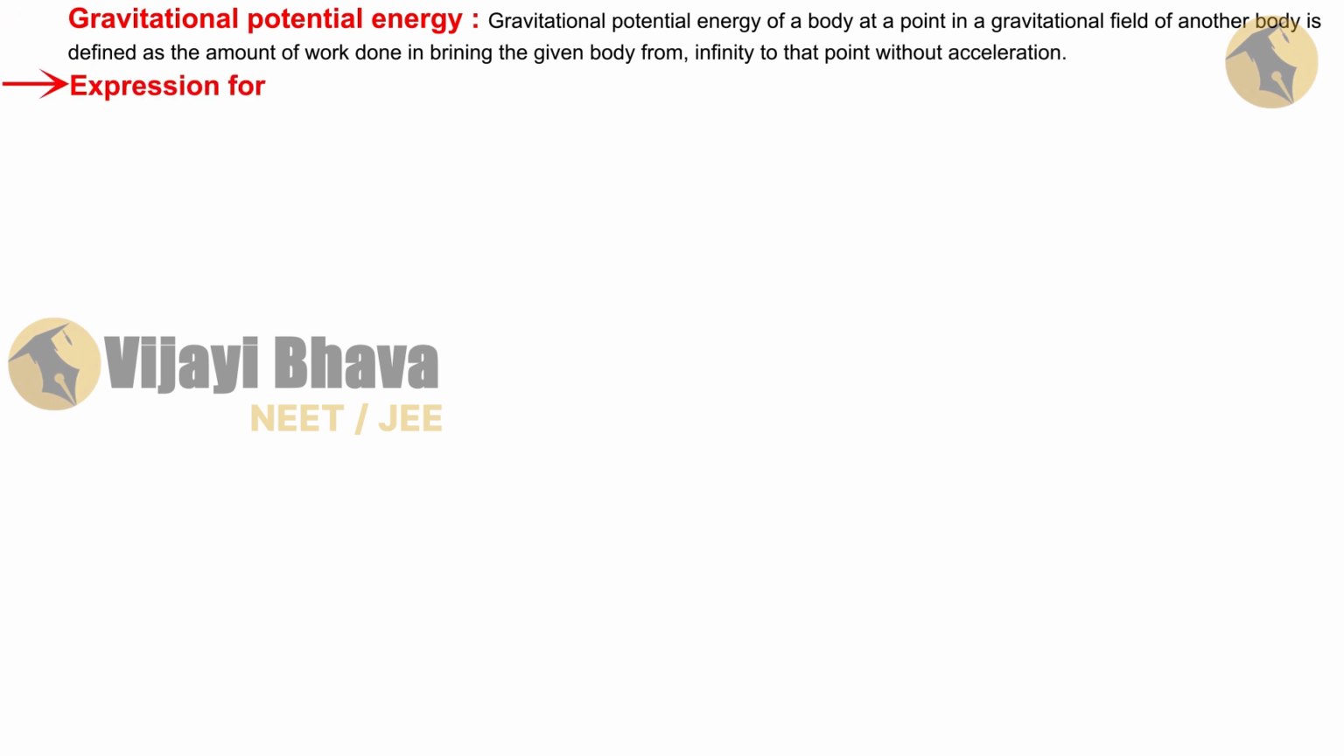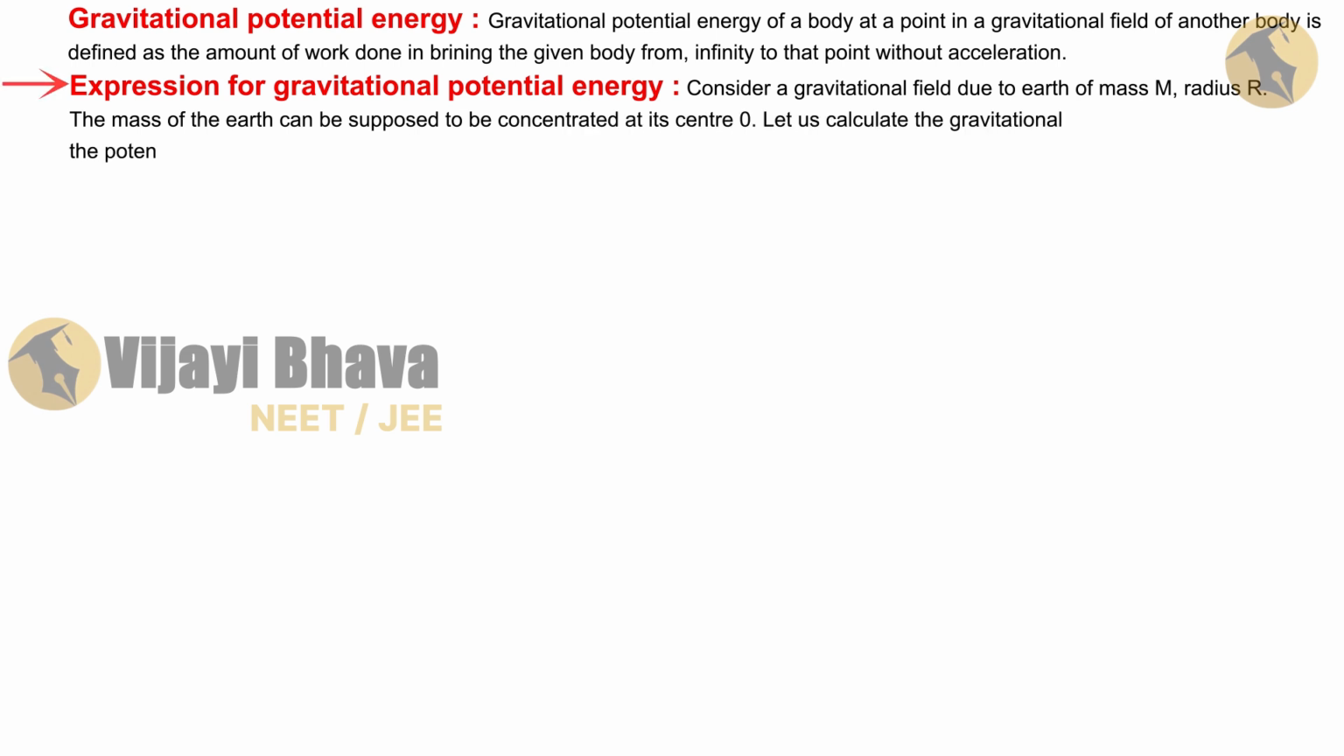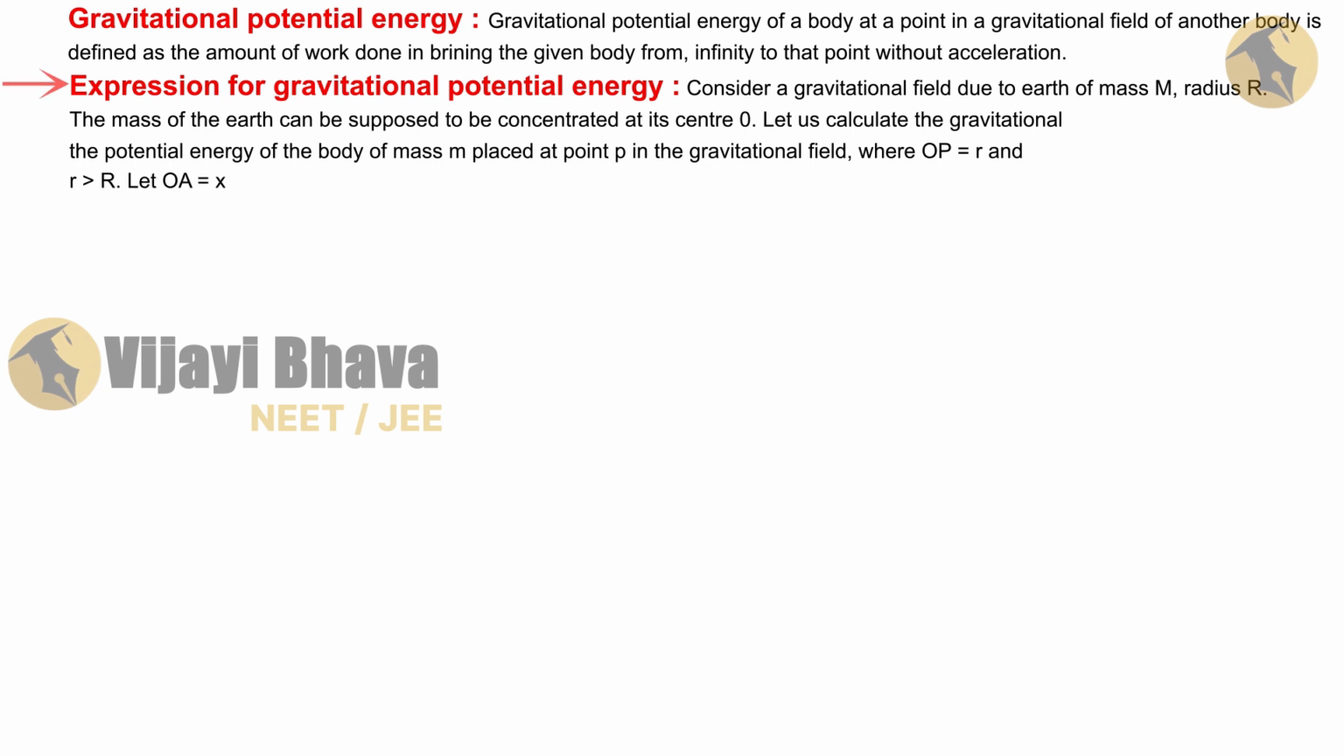Moving on to the derivation part for gravitational potential energy. Consider a gravitational field due to Earth of mass capital M, radius capital R. The mass of the Earth can be supposed to be concentrated at its center O. Let us calculate the gravitational potential energy of the body of mass small m placed at a point P in the gravitational field. Here OP is equal to r and r is greater than the radius of the Earth. Let OA be equal to x and AB be equal to dx.